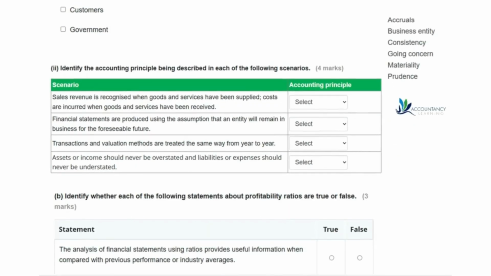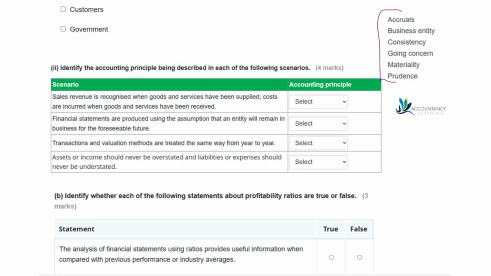We now need to identify the accounting principle being described in each of the following scenarios, and this is the list that we've got to choose from. Sales revenue is recognised when goods and services have been supplied. Costs are incurred when goods and services have been received. So this is about matching time periods with costs and revenue, which is known as the accruals principle. Financial statements are produced using the assumption that an entity will remain in business for the foreseeable future. So there's no immediate concern that the business is going to go under, and that's known as going concern.